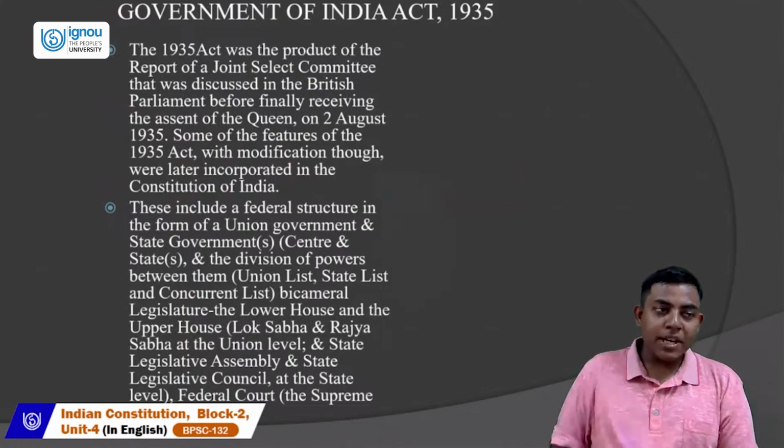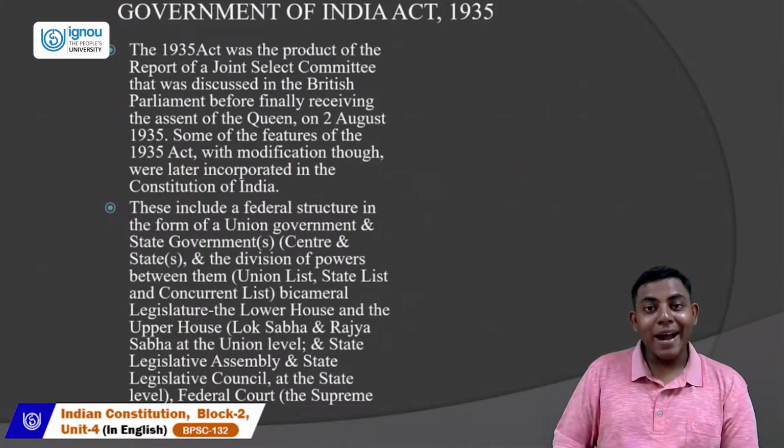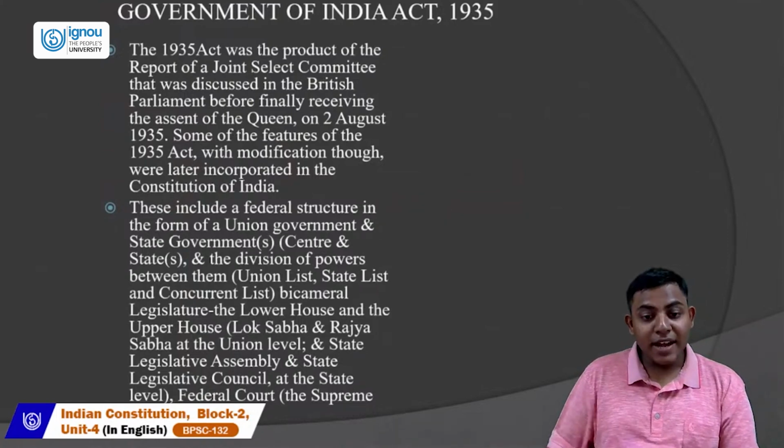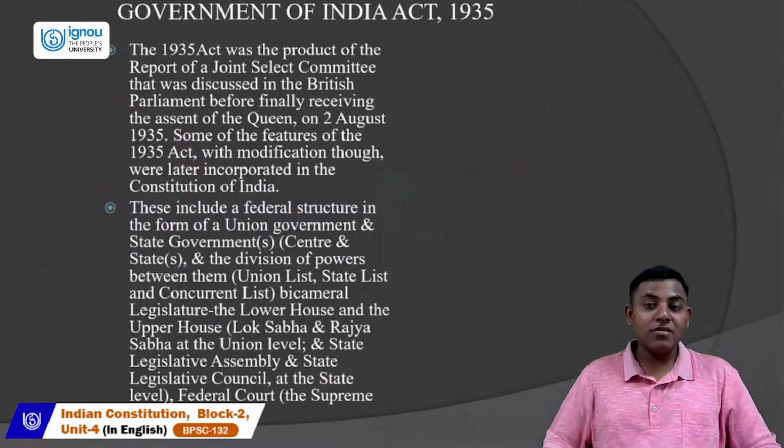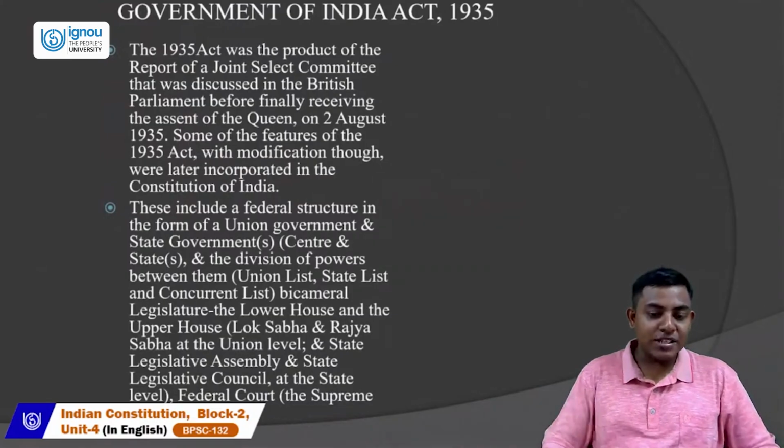So the Government of India Act 1935 also created a bicameral legislature, which we still have. That is the Rajya Sabha as the upper house and the Lok Sabha as the lower house. Although there was another chamber, called the Chamber of Princes, that had members from the princely states. That does not exist anymore.